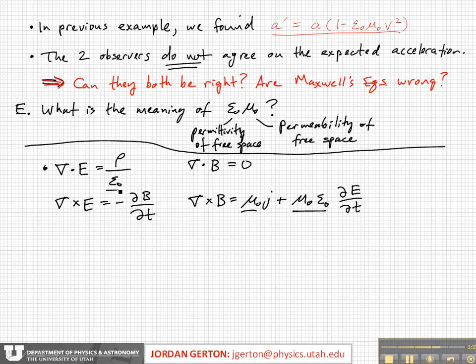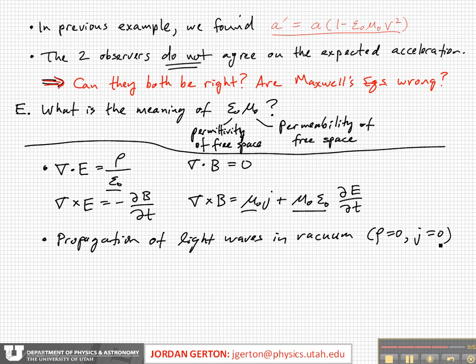Okay, so if we think about propagation of electromagnetic waves, light waves, in a vacuum, we can set the charge distribution and the current distribution to 0. Okay, so that goes to 0, and that goes to 0.